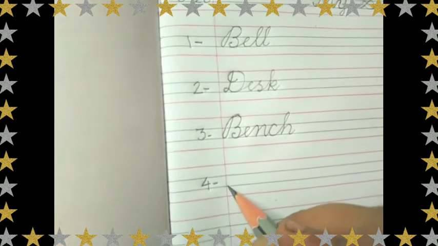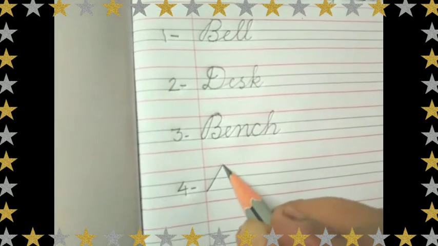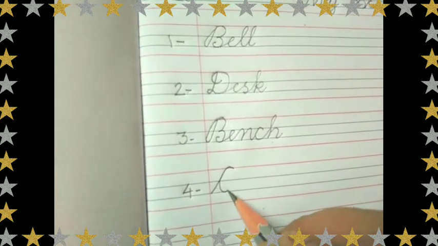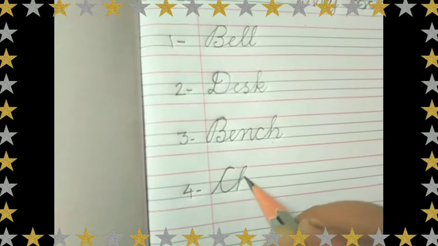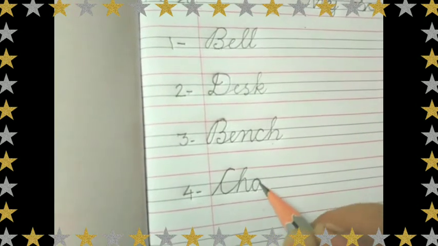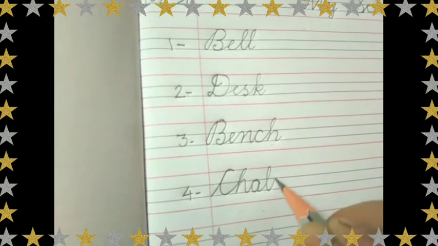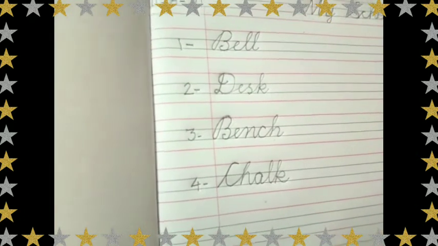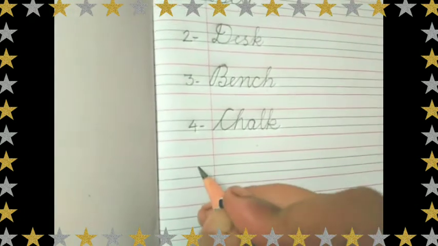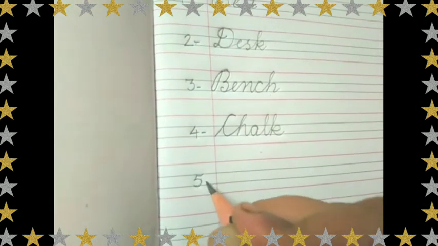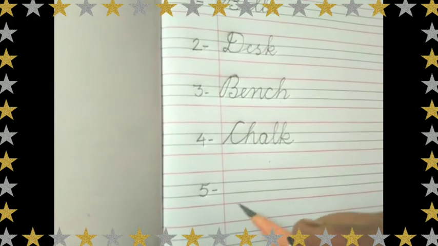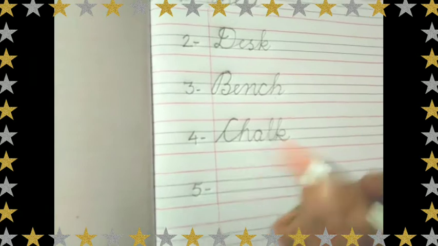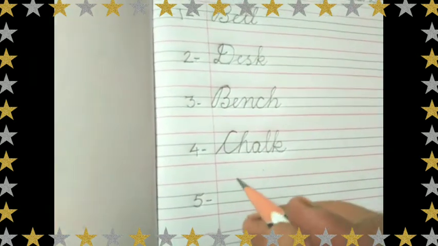Put pencil here on the third line and slant it, go at the top of the line and make a capital cursive C. H A L K. Chalk. Okay, write here number 5, a small 5, make dash, and after chalk you have to write duster. Now again we will make a D like this.